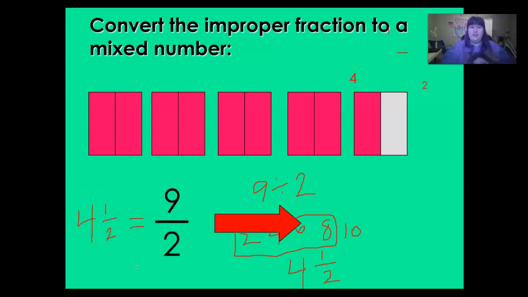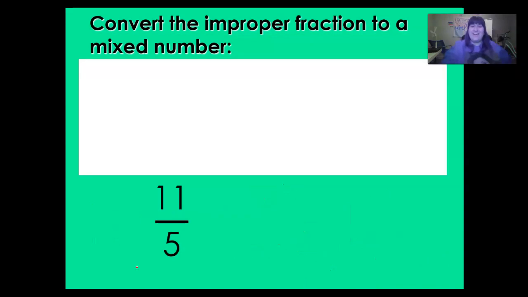Let's see. At least one more here, okay? All right, so we have 11/5. We want to try to get from 11/5, an improper fraction, to a mixed number. Step 1. Divide the numerator by the denominator. So you're doing 11 divided by 5, or how many groups of 5 can I make with 11?